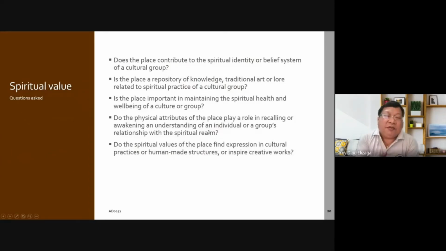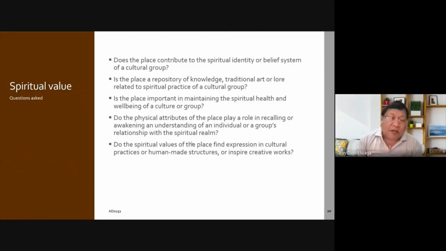Spiritual value. Does the place contribute to the spiritual identity or belief system of a cultural group? Is the place a repository of knowledge, traditional arts, or lore related to spiritual practice of a cultural group? Is the place important in maintaining the spiritual health and well-being of a cultural group?